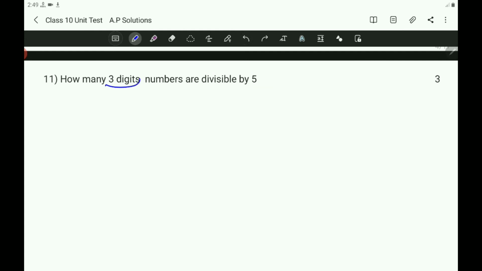So which is the first 3 digit number divisible by 5? You know that the first 3 digit number divisible by 5 is 100. Next number 105. Next number 110. And the last 3 digit number which is divisible by 5 is, you know that 1000 becomes a 4 digit number, 5 less means it is 995. So this is the first 3 digit number divisible by 5 and this is the last 3 digit number divisible by 5.